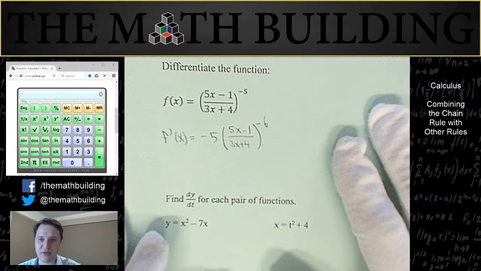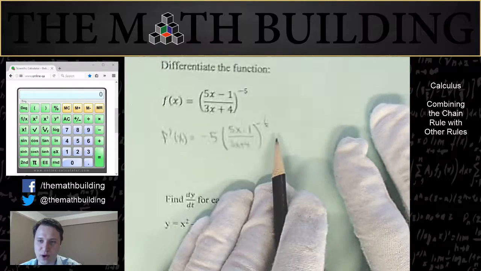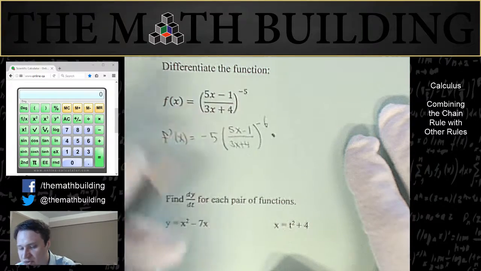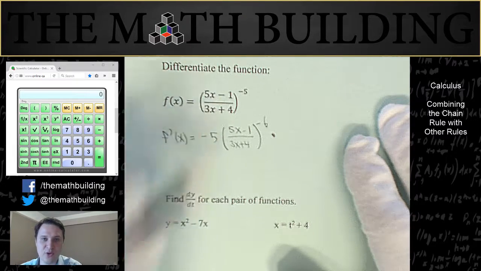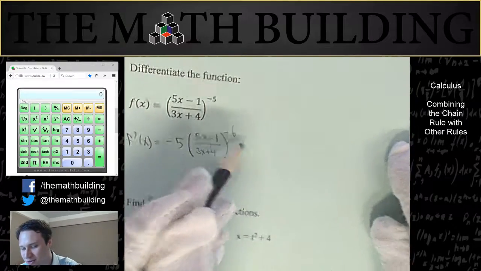So we just took the derivative of the outside by using kind of the power rule, and we did -5 minus 1, which gave us -6. And now with the chain rule, I need to do the derivative of the inside. And what do we have on the inside? That's right, we have a fraction. So now we're going to need to do the quotient rule.